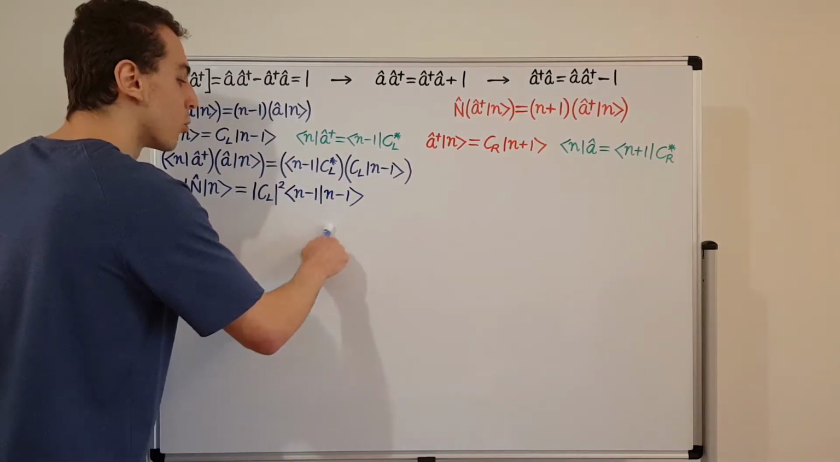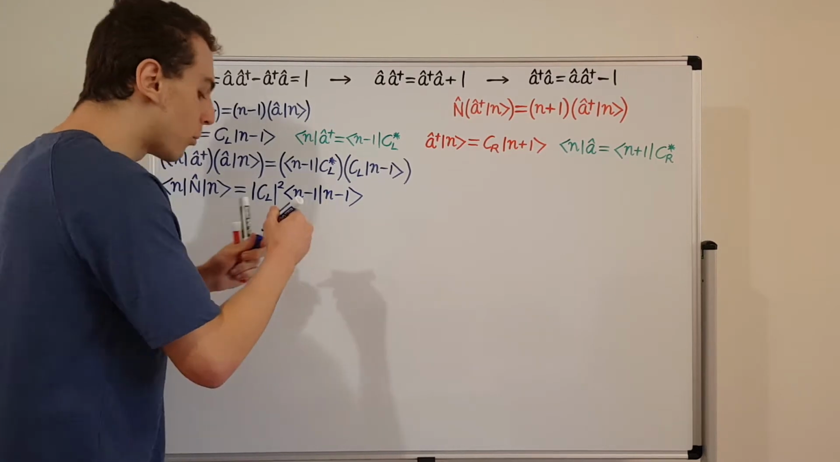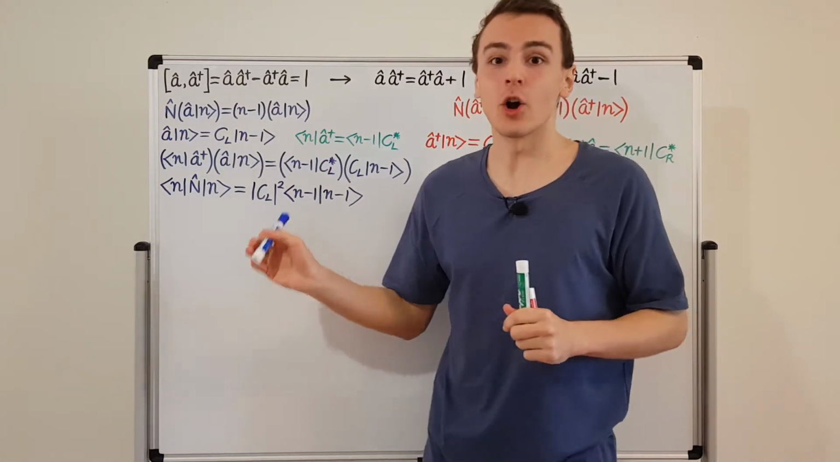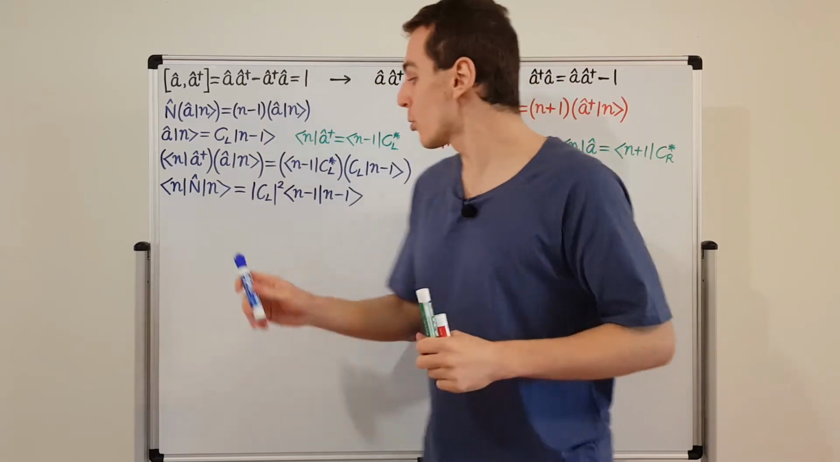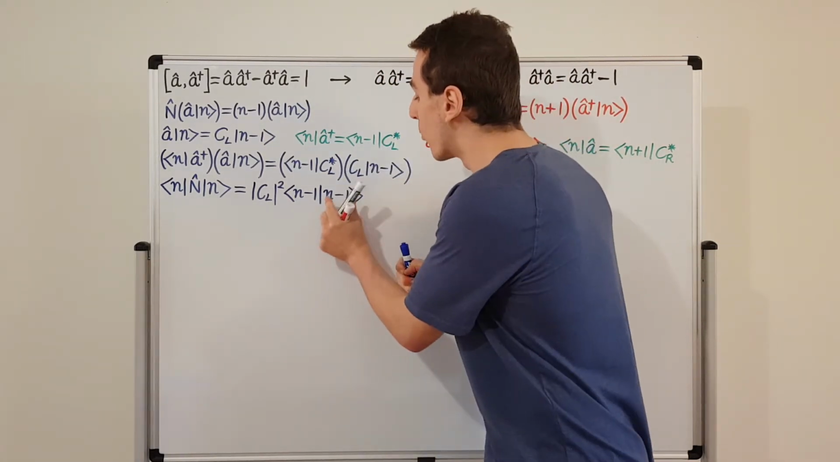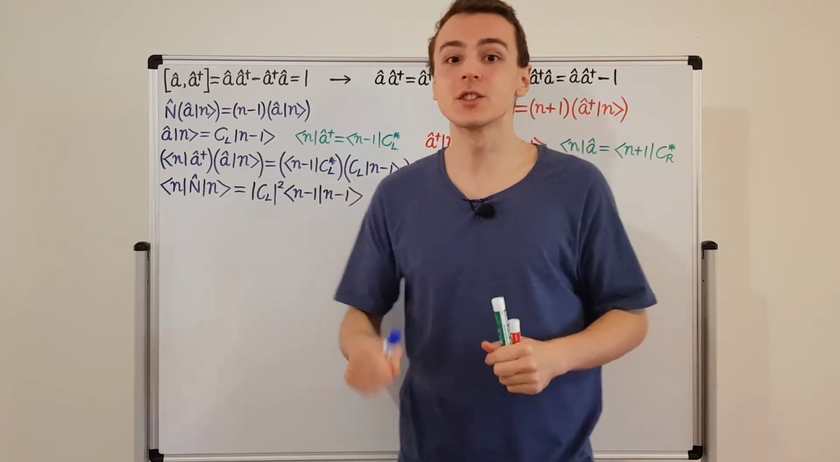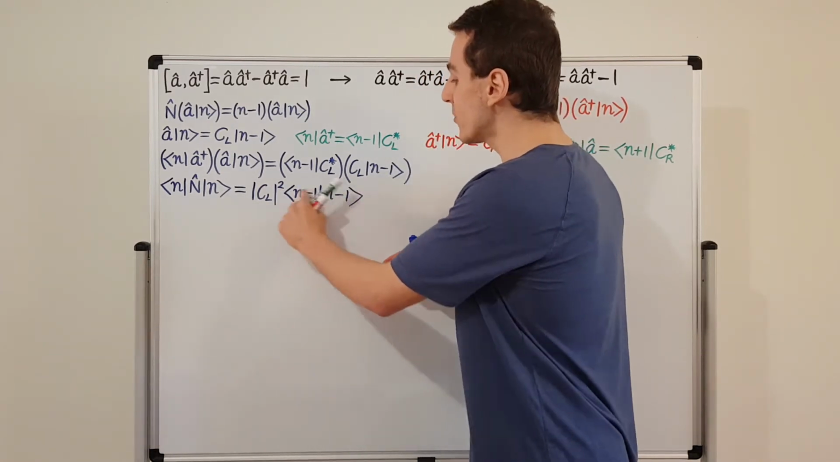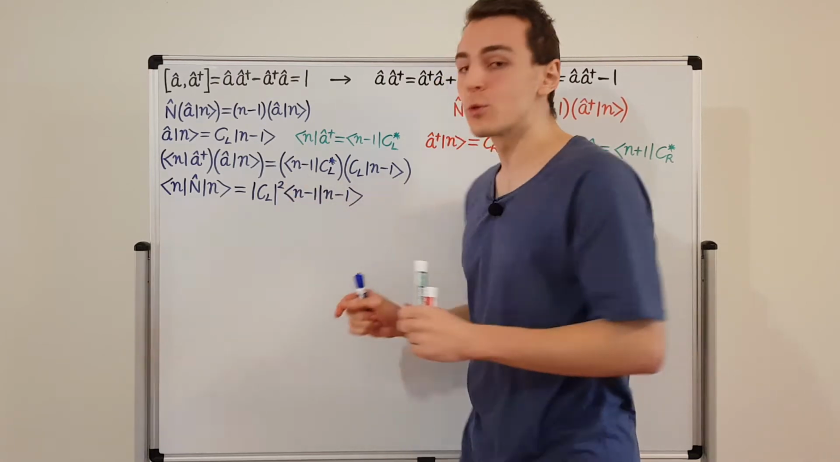We're taking the inner product with itself. And here's a very important property of these energy eigenstates. The energy eigenstates are orthonormal. Because they're orthonormal, if we take the inner product of one of them with itself, that's going to give us 1. These are normalized. If we had a different eigenstate over here, this inner product would be 0.